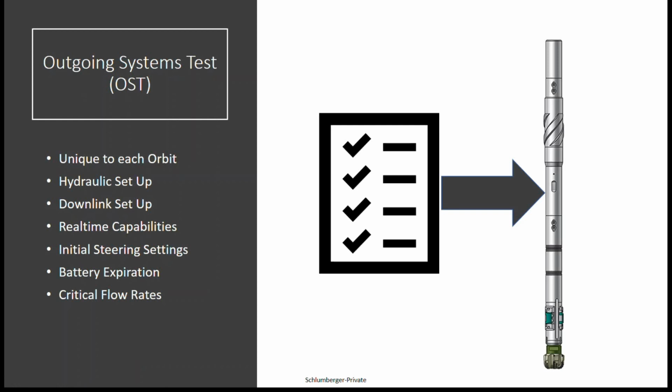This OST sheet is basically a breakdown of all the information you need that was programmed to that tool, or how the tool is set up, that you need to run the tool in the field. Some of the information provided is information needed to set up your hydraulics. So what restrictor you're going to use is based on critical measurements in your OST. Information you need to set up your downlinking sheet, whether or not your tool has real-time capabilities, the initial steerings programmed into your tool, what your internal battery's expiration date is, and very important critical flow rates needed to operate the tool.